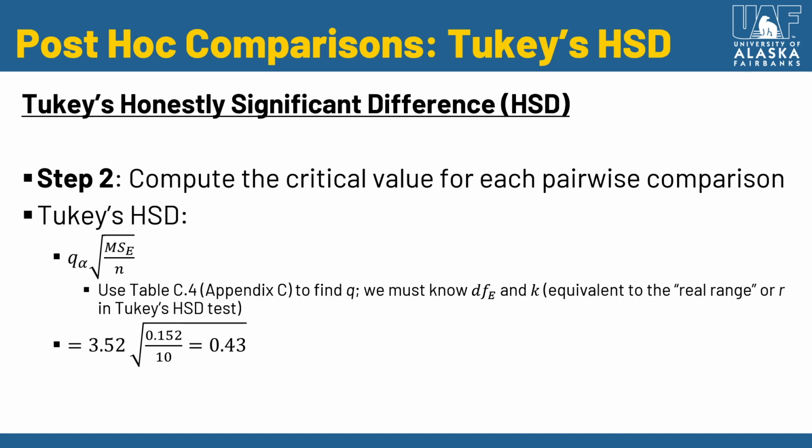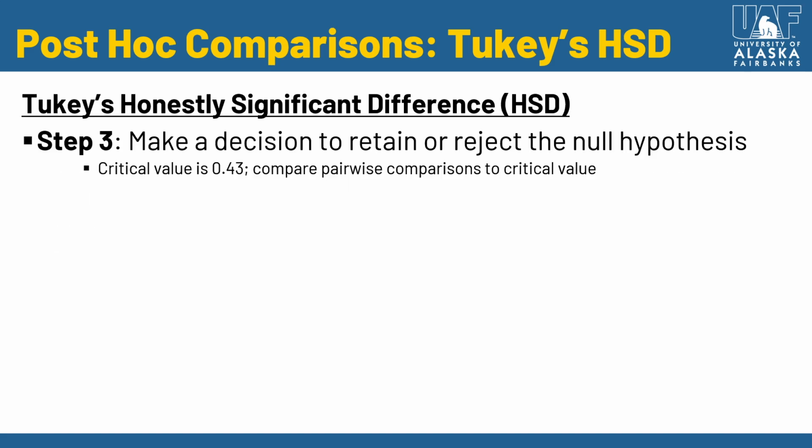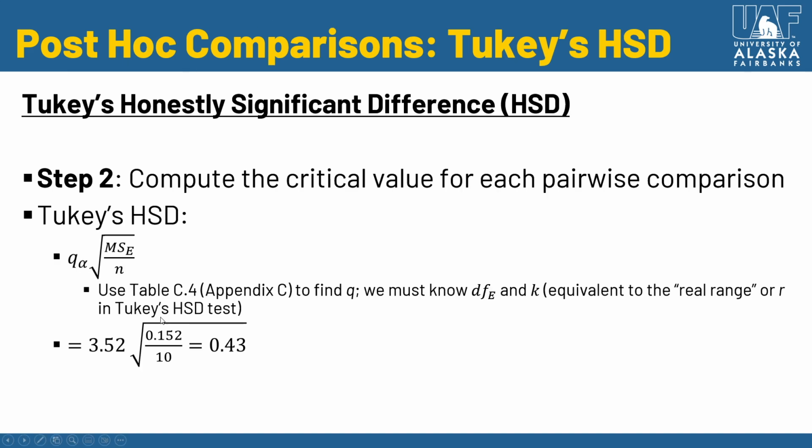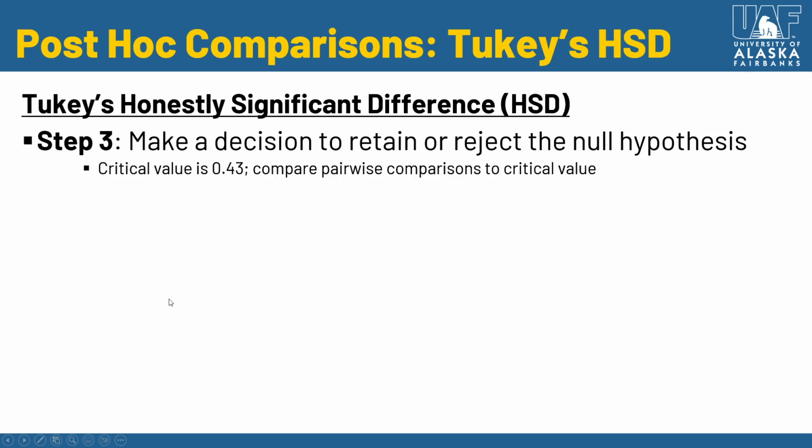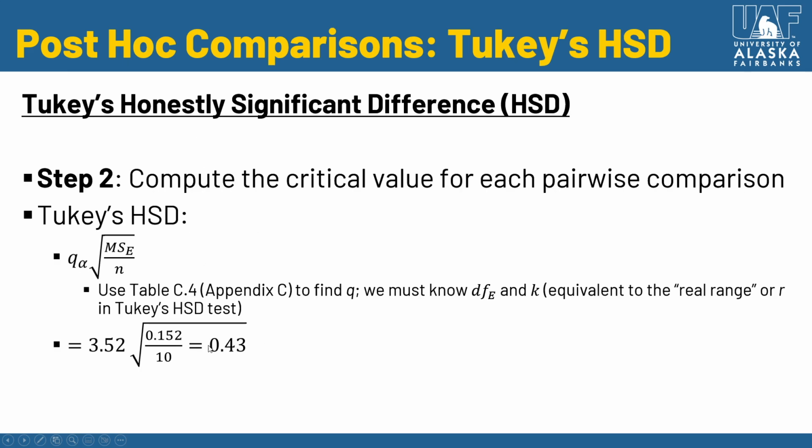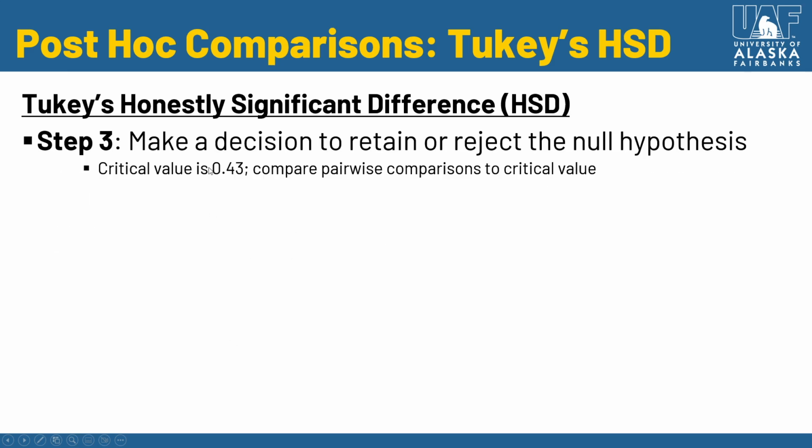This I'm not going to require you to do by hand. You're going to be able to do this in your stats software. So we don't need to worry about looking this value up or whatnot for now. And then step 3, we'll make a decision to retain or reject the null hypothesis for each. Here we calculated that square root should stop here. It should be equals just 0.43. So that's the critical value.